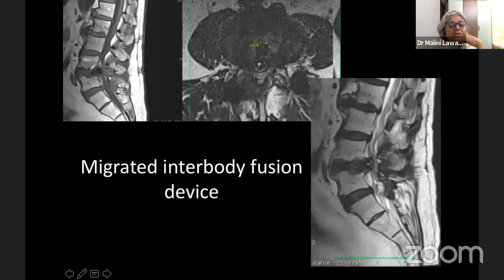On MR, here you can see this interbody fusion device, and you can see how it has migrated posteriorly. So it's migrated posteriorly and the nerve roots are getting abutted. Here was this posterior epidural fibrosis soft tissue, and this is where there was canal stenosis, and this has migrated posteriorly.